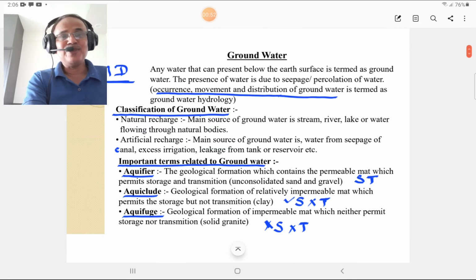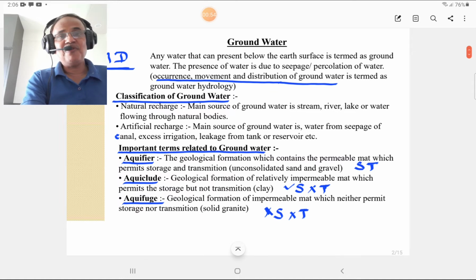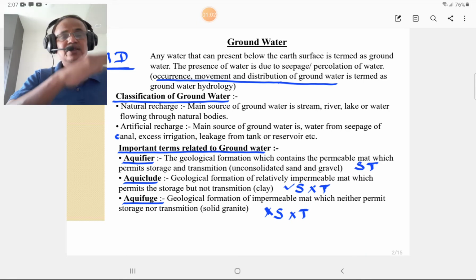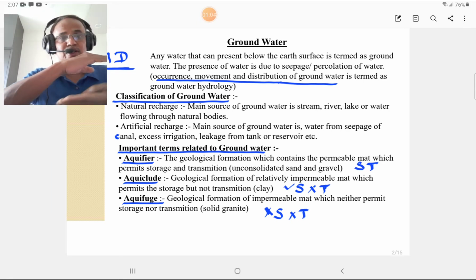Let us start with groundwater. First of all, how is groundwater defined? Any water that is present below the earth's surface is termed as groundwater. The water which stands below the earth's surface is the groundwater. The presence of water is due to seepage or percolation of water.